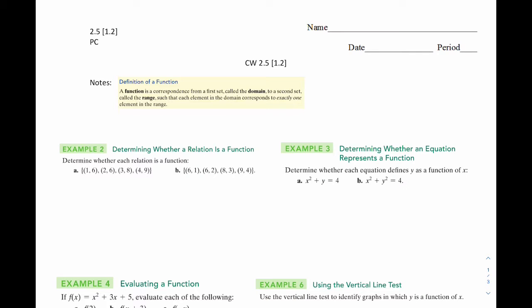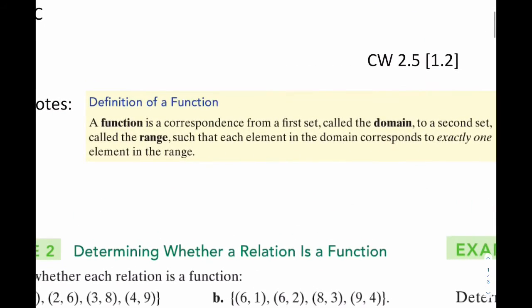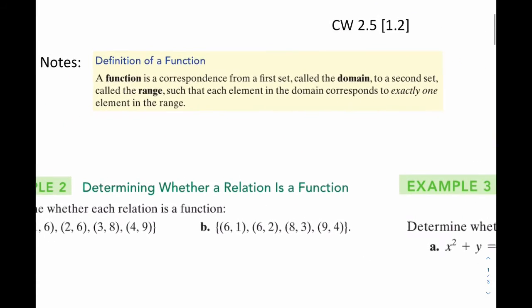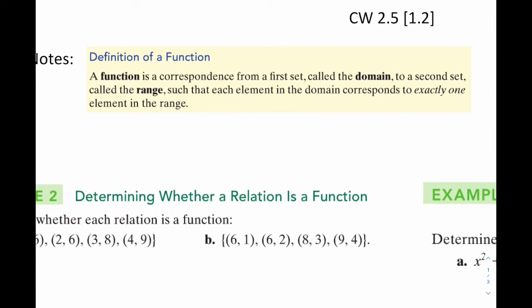Welcome to CW 2.5. Today we're going to quickly review what you know about a function. So I put the formal definition from the book right here. The main thing to know is this, that each element in the domain corresponds to exactly one element in the range. So put simply, think of it as every x goes to one y. And one y is important.